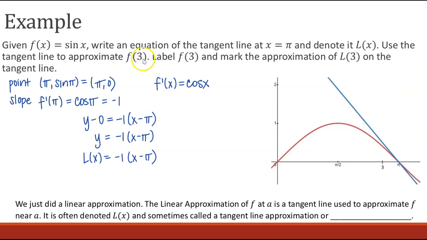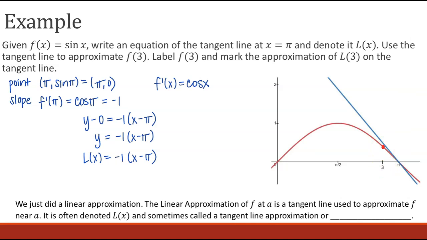Let's take a look at our graph for a second. The problem also says label f of 3 and mark the approximation L of 3 on the tangent line. We're going to do that first, and then we'll use our tangent line to approximate f of 3. So f of 3 is plugging 3 into the sine function, which is finding this value right here. But without a calculator, I don't really know what sine of 3 is.